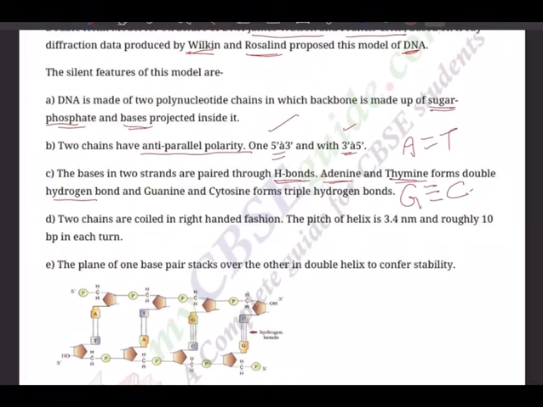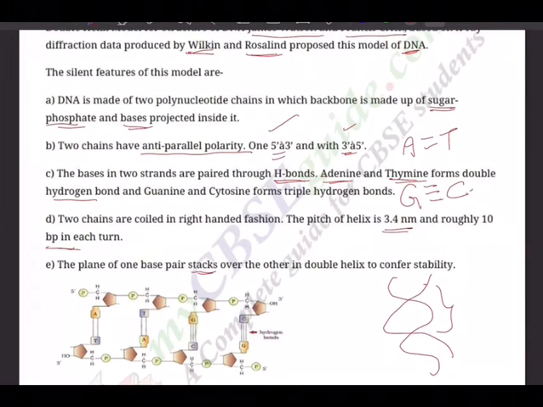The two chains are coiled in a right-handed fashion, so it's a right-handed direction. The pitch of the helix is 3.4 nanometers, and there are roughly 10 base pairs in each turn. There's a turn like this. When we draw this double helix model, this is the turn, this is the loop. So in this loop, there will be 10 base pairs. The plane of one base pair stacks over the other in the double helix to confer stability. It's just like 1 rupee coins: you keep one above the other, then we say stacks. Like that, the base pairs are in stacks.